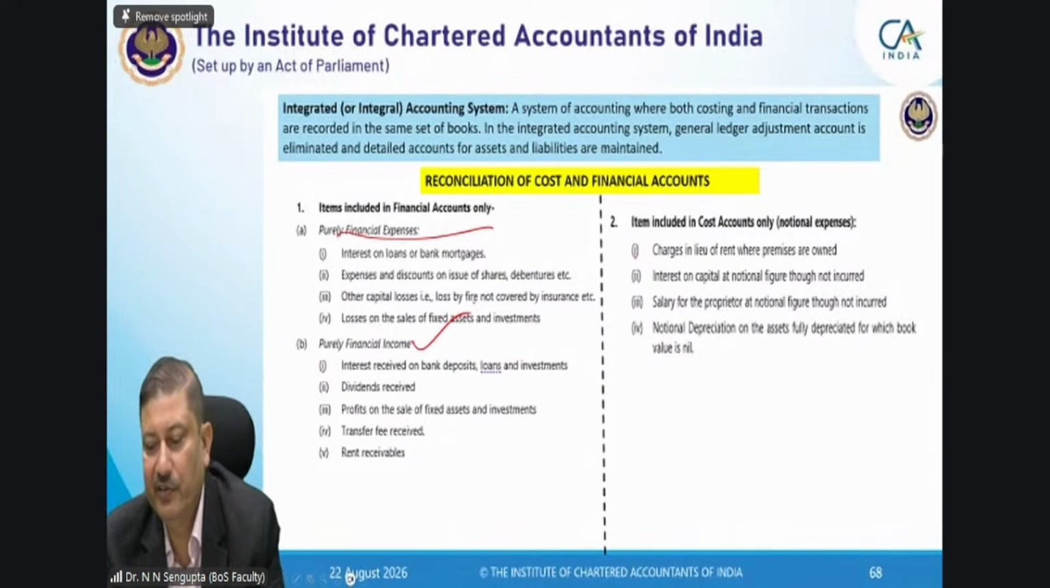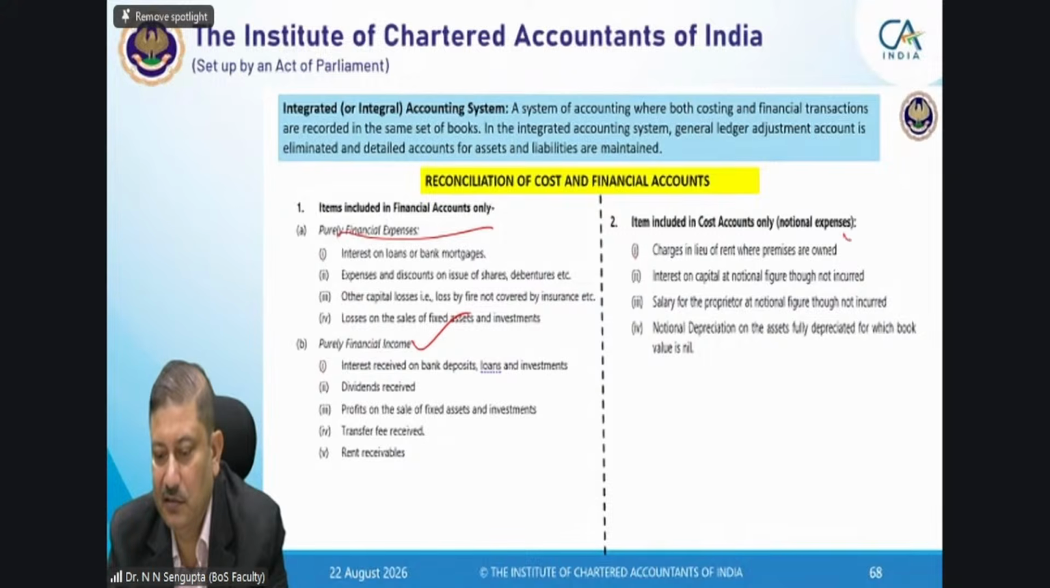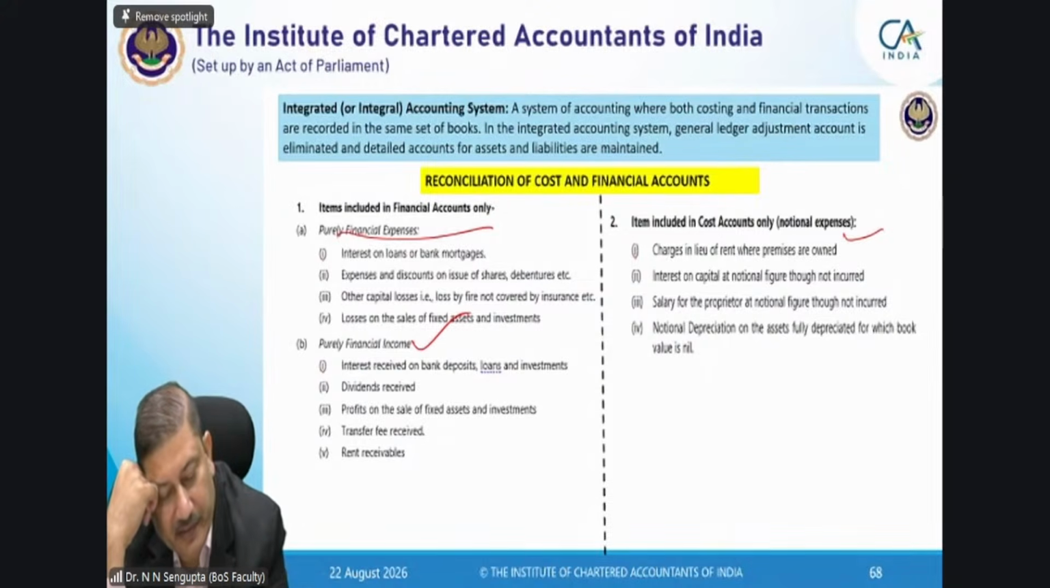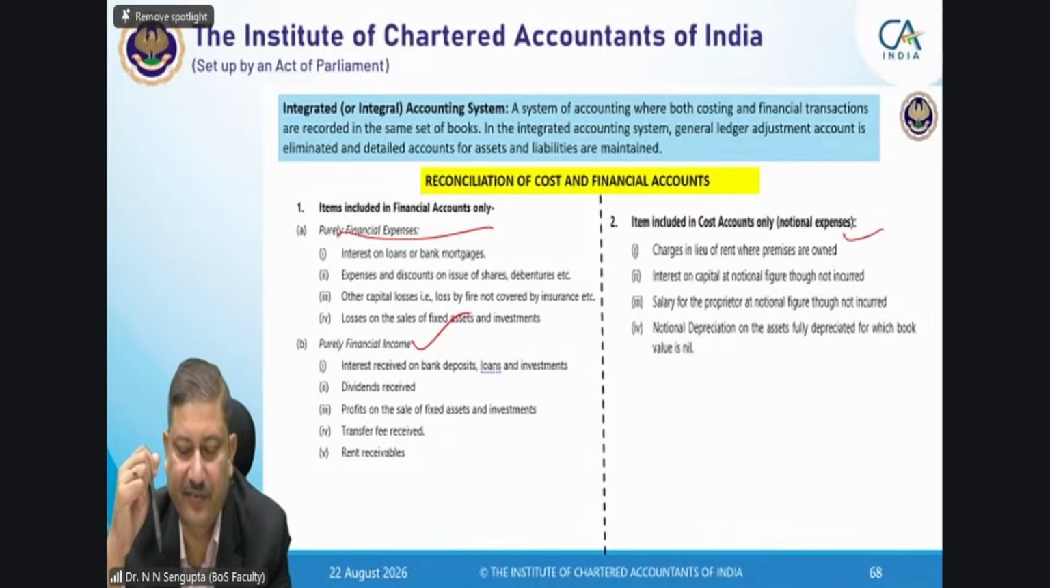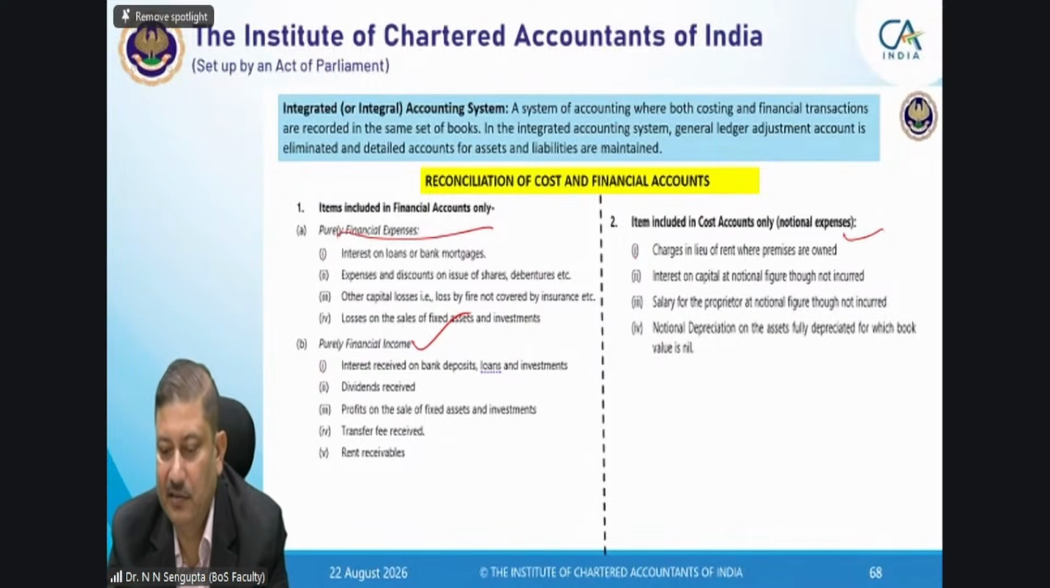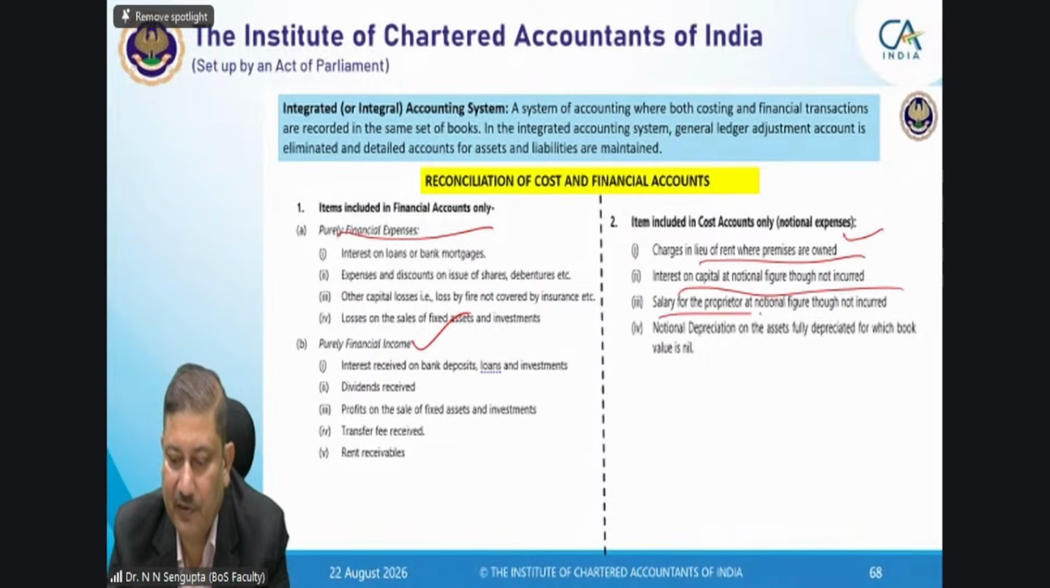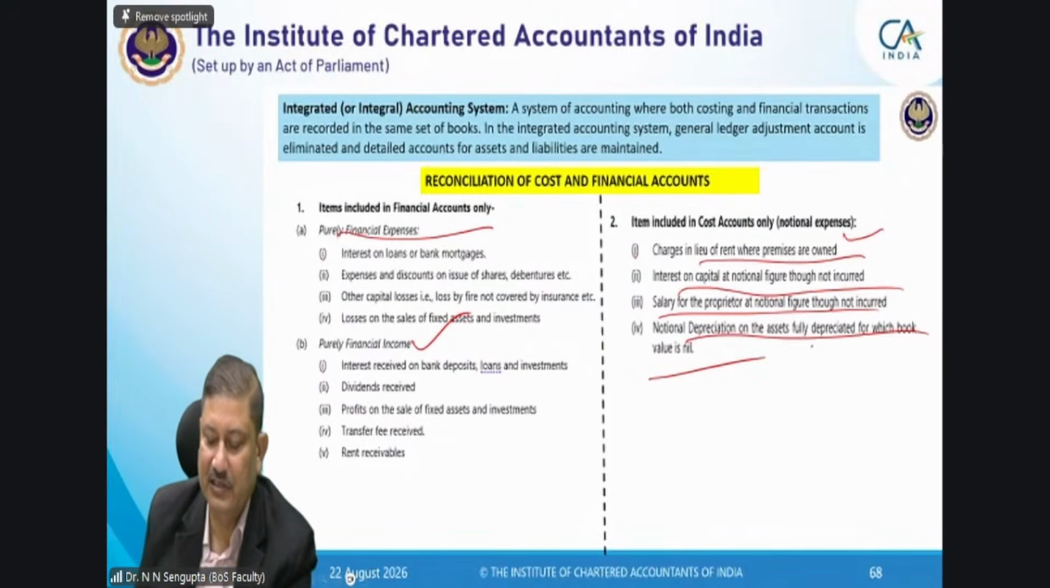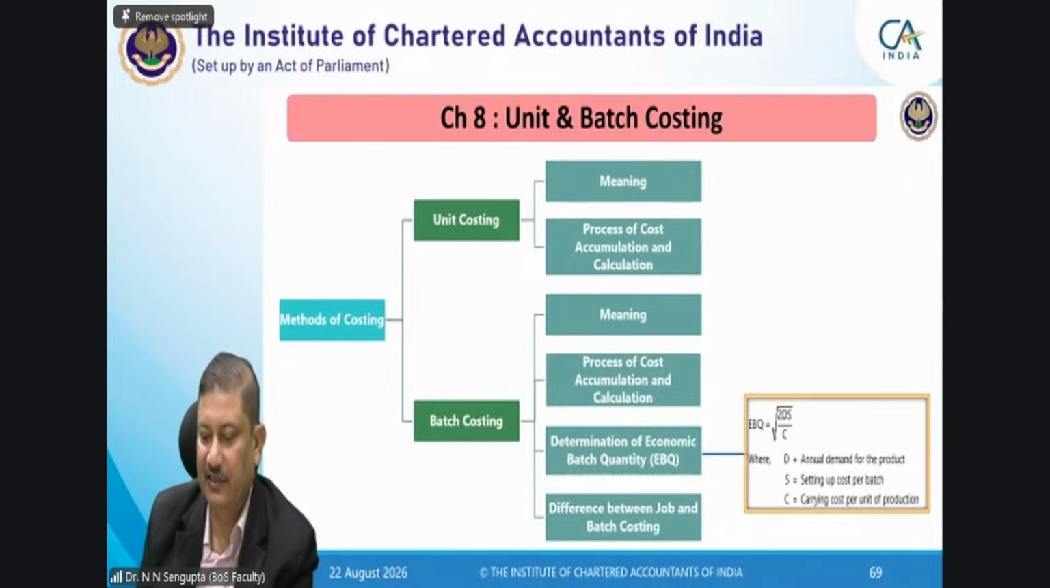Then items included in cost accounts only: interest received on bank deposit, loan and investment, dividend received, profit on the sale of fixed assets and investments, transfer fee and rent receivable. And items which are in cost accounts only, the notional expenses, charges in lieu of rent, interest on capital at notional figures, salary for the proprietor, notional depreciation, etc. So this is how the reconciliation is done.